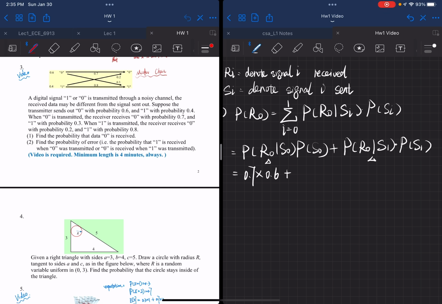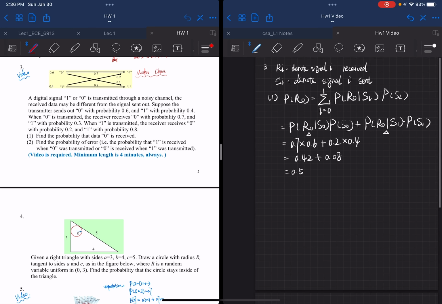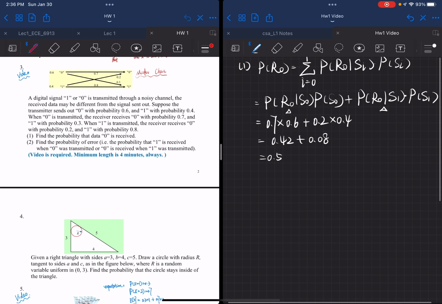And for this one, the probability that signal 0 is received given that signal 1 is sent equals 0.2, and the probability that signal 1 is sent equals 0.4. And by adding these two, we got 0.5. And this is the first part of problem 3.